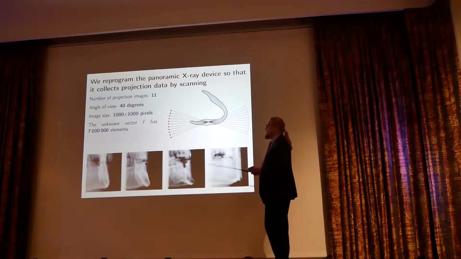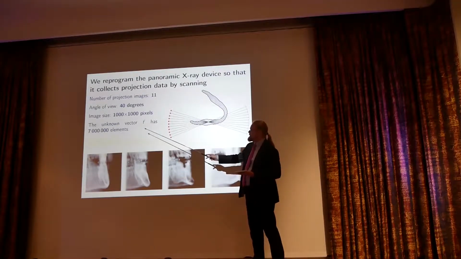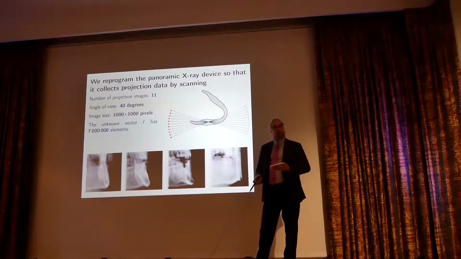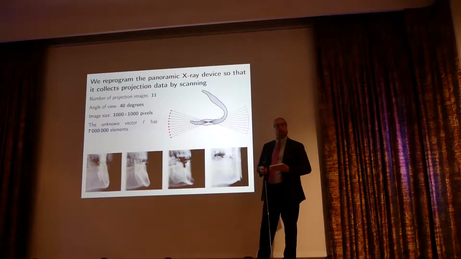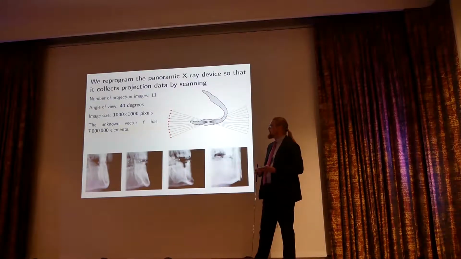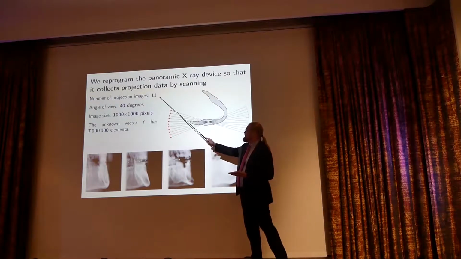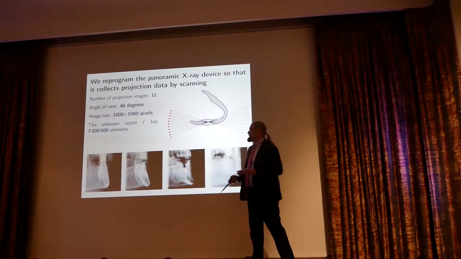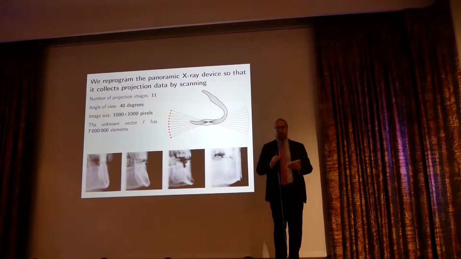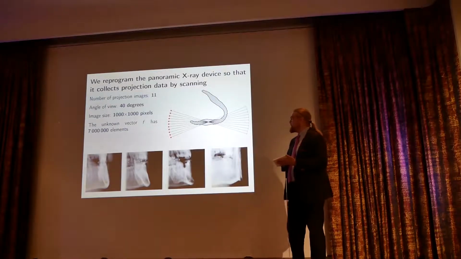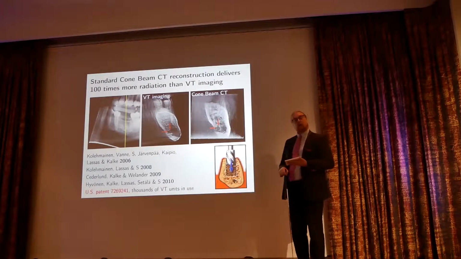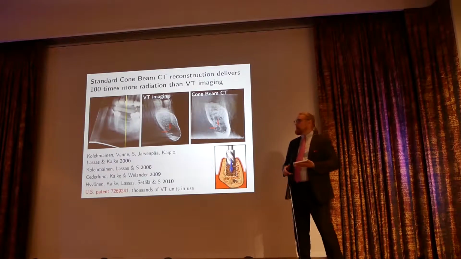So we actually divided the unknown area into 7 million little voxels. Then we had to find out what is the tissue inside each voxel. And our data was 11 images, 1 megapixel each. I will explain a bit more about the math in a minute. Let me just first say how this approach works.